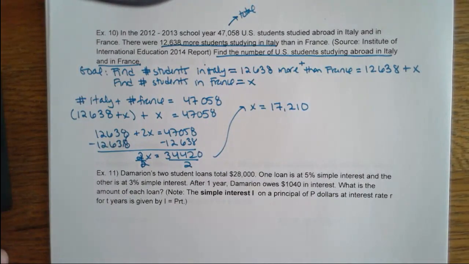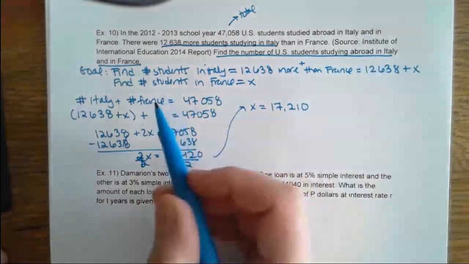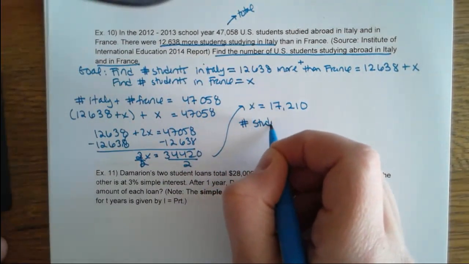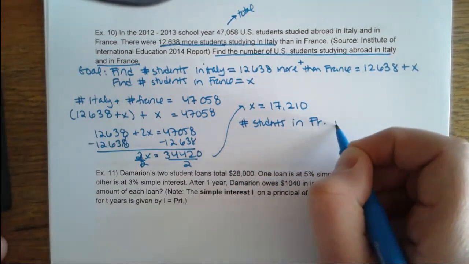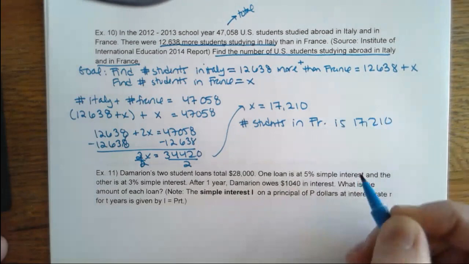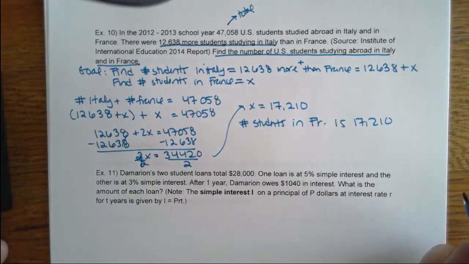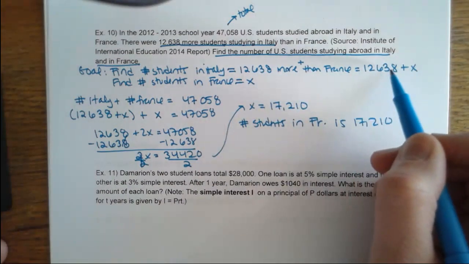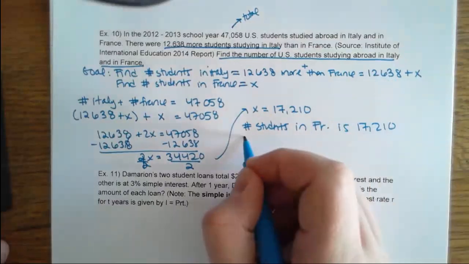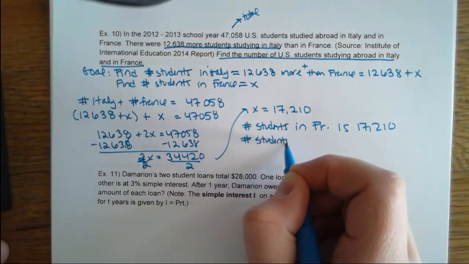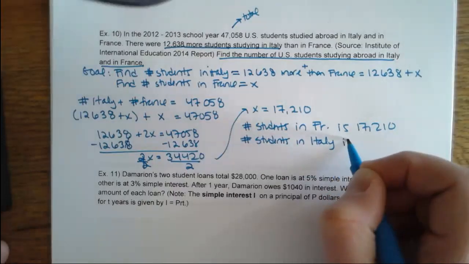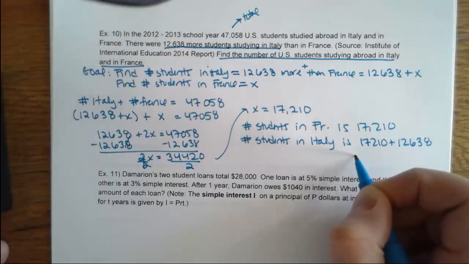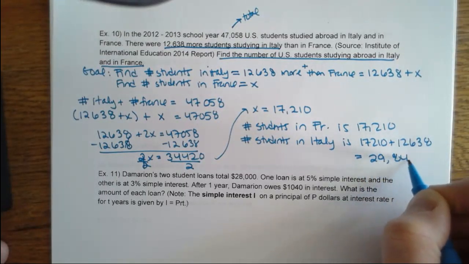Now, we still have to answer the question, right? How many students are studying in Italy and France? Well, I know my x value. My x value was France, right? So the number of students in France is 17,210. Now, how do you get the number of students in Italy? Well, go back to your startup here. Italy was x plus 12,638. So I can take my x value and add it with the 12,000 and get my answer. And you should get there 29,848.